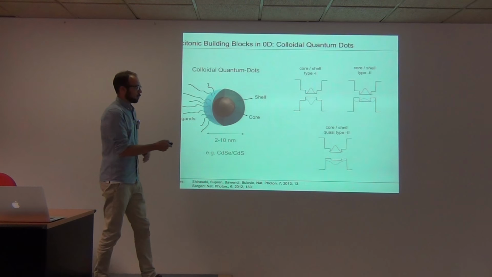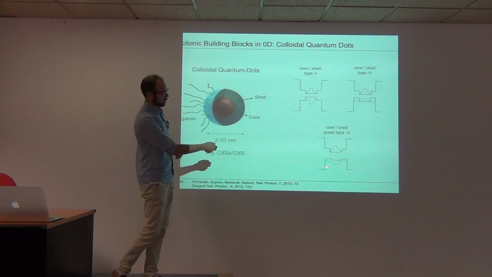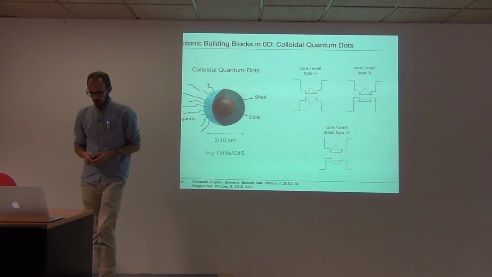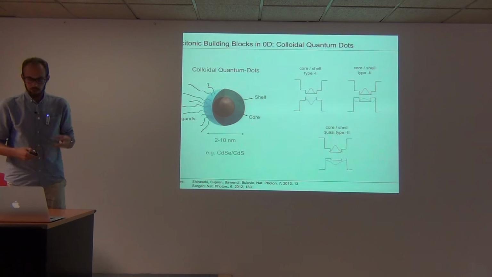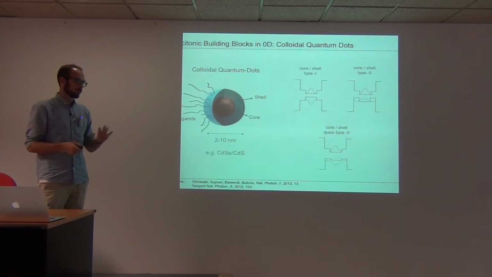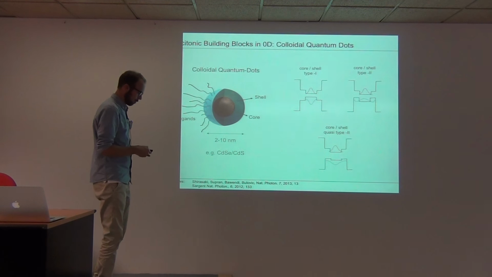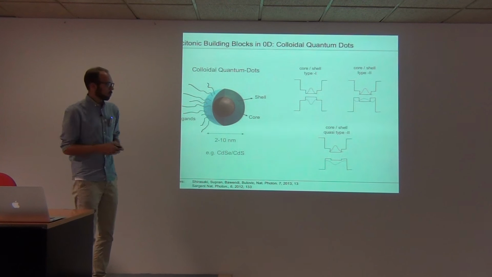You can have very different combinations as well. You can have quasi type 2, where the hole is still inside the core, but it can leak to the outside. So there's many different variations that you have here.